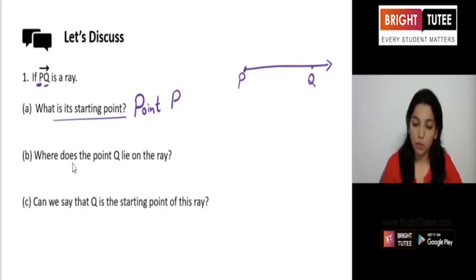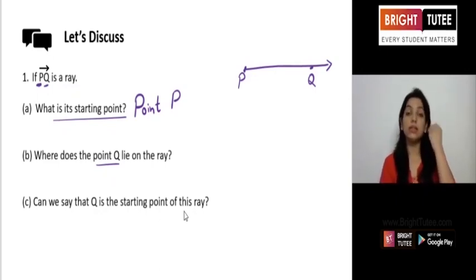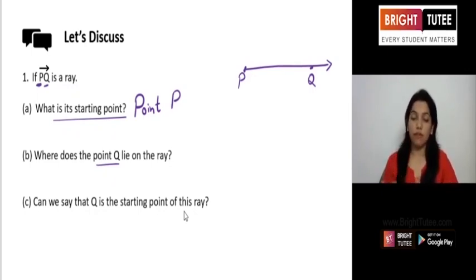The next part says, where does the point Q lie on the ray? The point Q lies on the direction which is going endlessly, right? So it is lying on the endless direction. Okay. Now the next one. Can we say that Q is the starting point of this ray? We have just learned that P is the starting point, right? So if P is a starting point, can Q also be a starting point? The answer is no. Q here is not the starting point. P is the starting point.